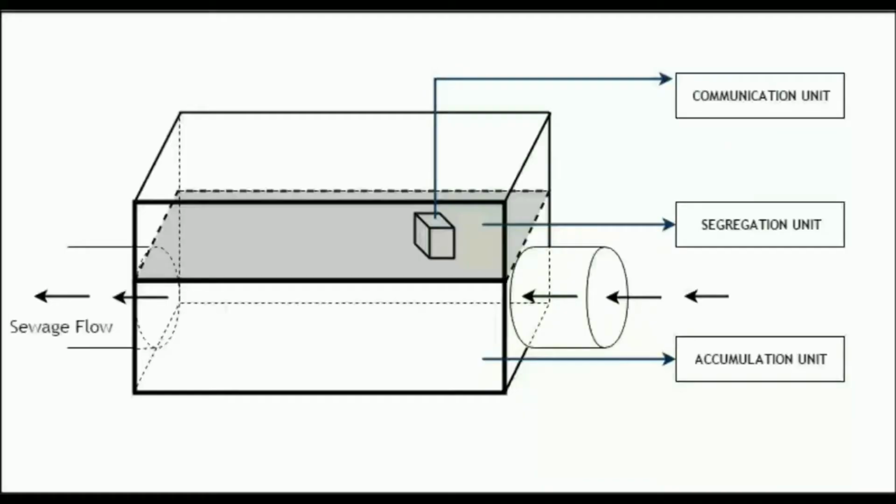The figure shown here shows the proposed module which contains 3 units: accumulation unit, segregation unit and communication unit. The accumulation unit collects the solid waste that are present in the flow of wastewater. Segregation unit segregates them into degradable, non-degradable and metal wastes. The communication unit informs the authorities about the filling up of the bins.